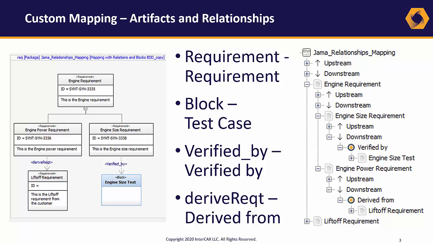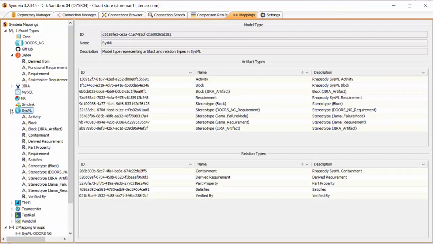We want this to map to Jama with a specific mapping: SysML requirement to Jama requirement, SysML blocks to Jama test case, SysML relations to Jama relations, and so on, resulting in the Jama hierarchy shown on the right. We want this mapping to transform the entire example in one pass and to work bidirectionally. We build this mapping in two stages.